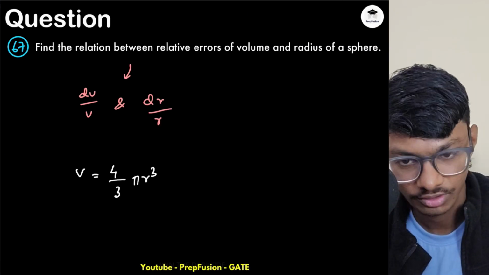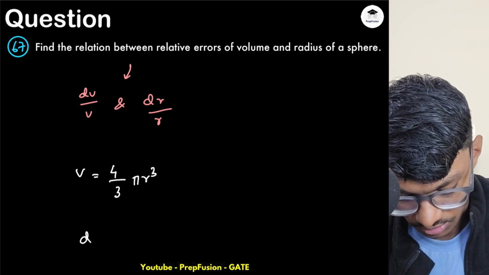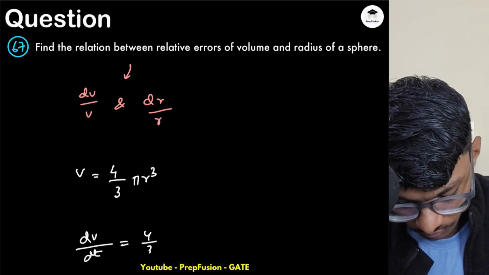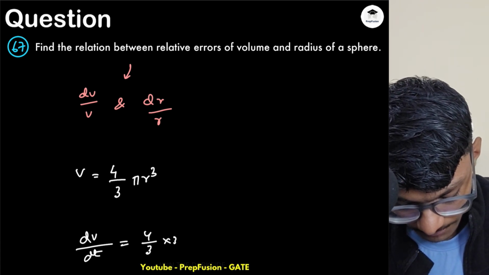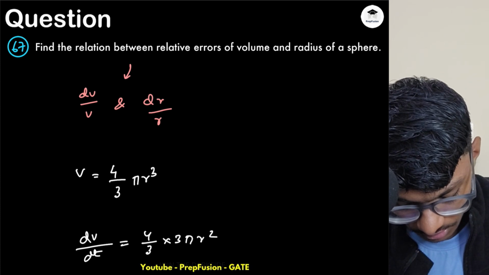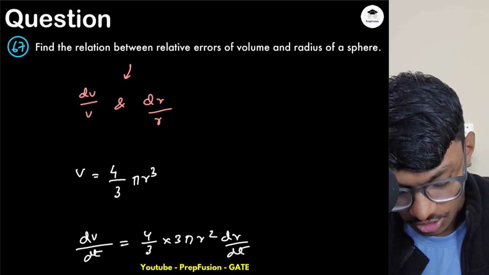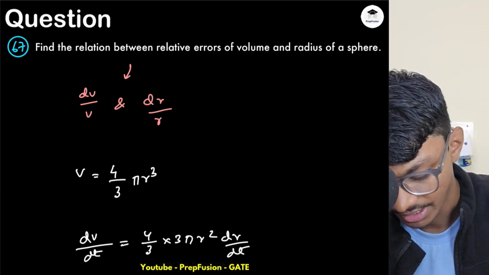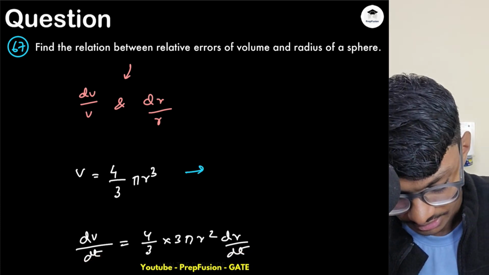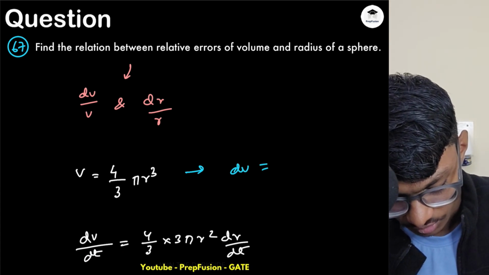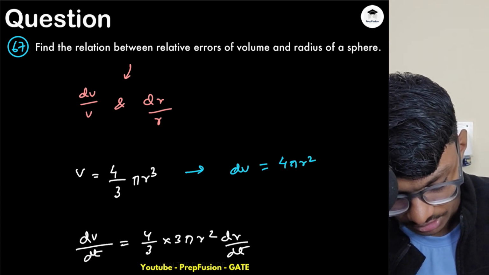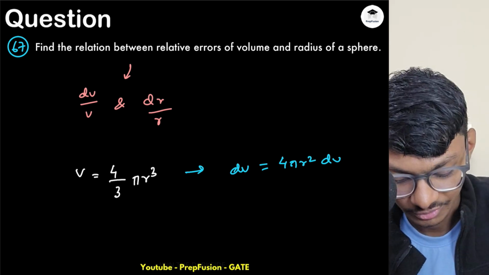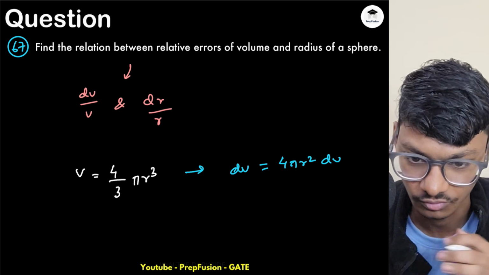And obviously I can differentiate with respect to t. delta v upon delta t equals 4/3 into 3 pi r square into delta r by delta t. Generally we don't write this step; we cancel delta t and directly write delta v equals 4 pi r square delta r. We ignore this step, I don't know why, because they don't want to write this cancellation of delta t.